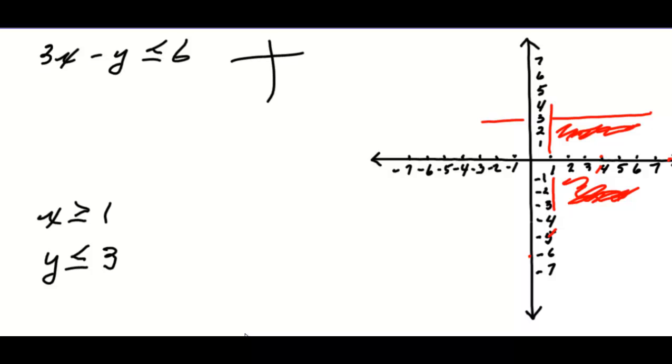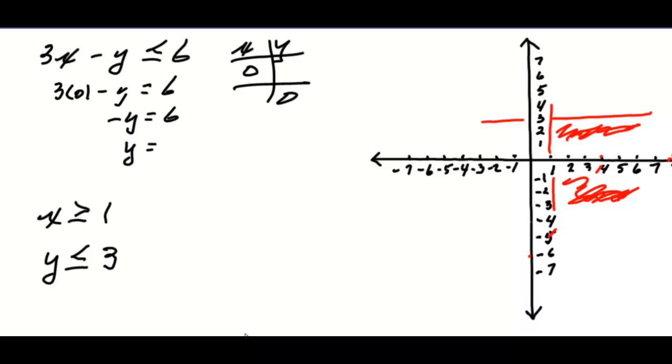Setting up our parameters x, y, if x is 0 and then y is 0. If x is 0, 3 times 0 minus y is less than, I'm sorry, we put it in as equals to figure out this point, is equal to 6, then negative y equals 6, therefore y is equal to negative 6. That takes care of the first part.